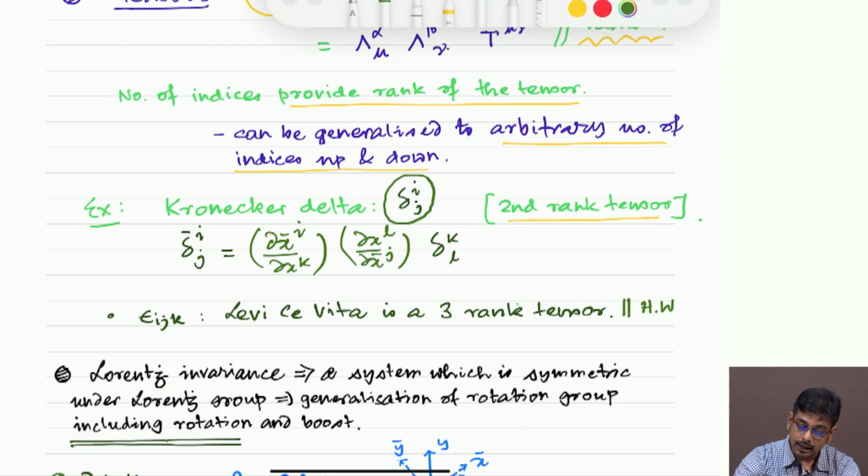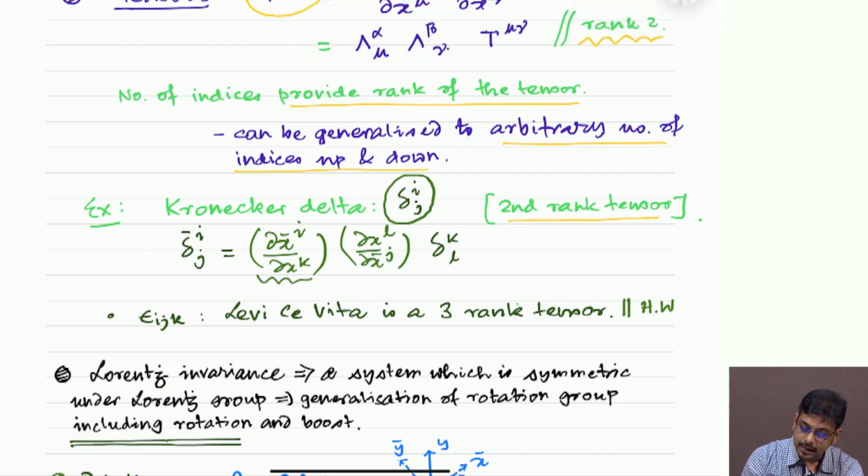And you note here interestingly that this one, del x bar del x k, is actually the Lorentz transformation. This is like lambda i k, but this one is not quite the Lorentz transformation. Rather, this has one contravariant index and one covariant index. So, this is a mixed tensor.